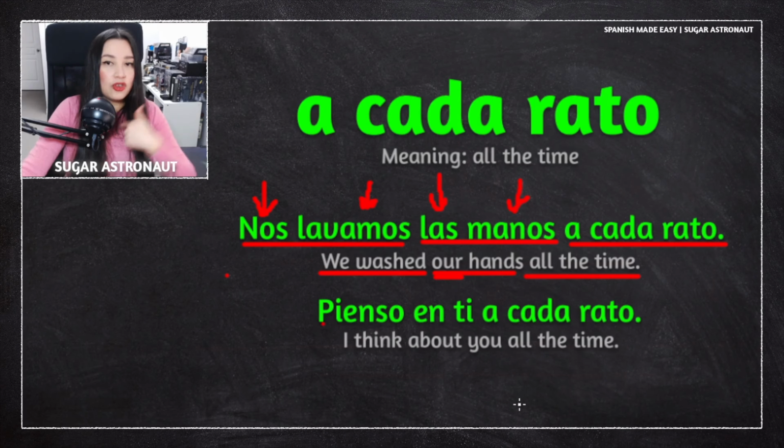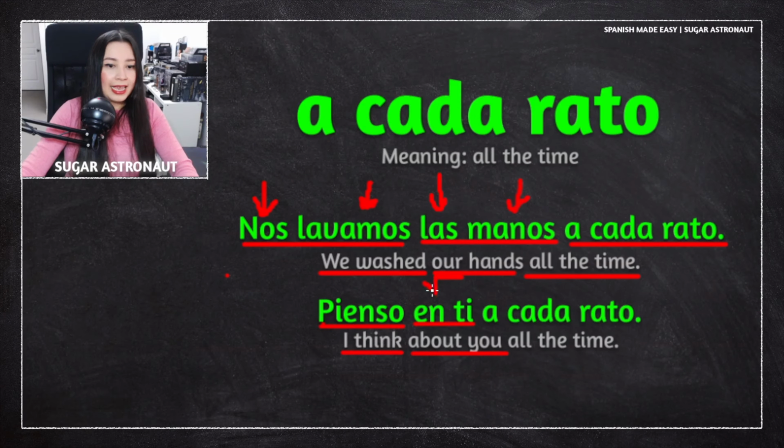Pienso en ti. Yo pienso, that means I think. Remember, we don't need yo all the time. We don't need I all the time in Spanish. Yo pienso, I think, en ti. When you say pienso en ti, that means I think about you, okay?